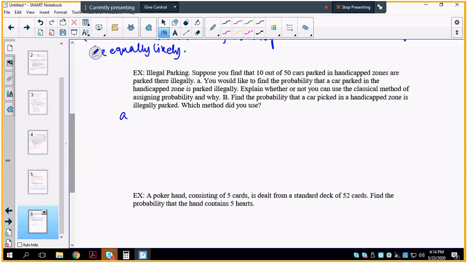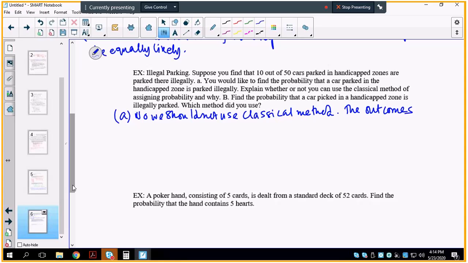So, no, we should not use the classical method. And I'm pretty sure you understand why we should not be using the classical method, because this experiment doesn't have equally likely outcomes. It changes depending on the location of the parking lot. The outcomes might not be equally likely. So as a result, we're going to use the relative frequency method.